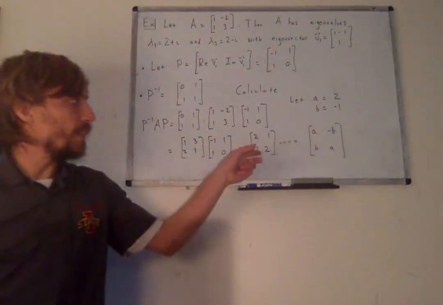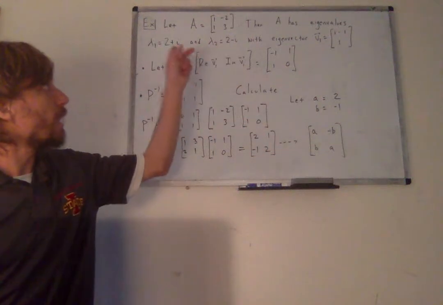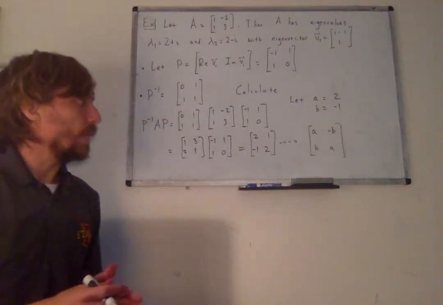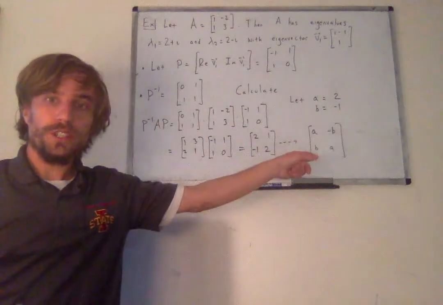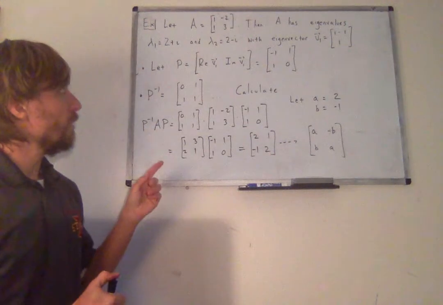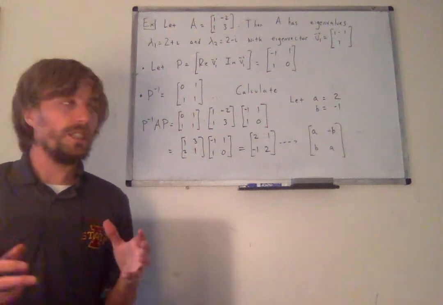And so as we can see, this matrix has the same eigenvalues as A, which it should, because we just showed it's similar to A. It is a matrix which is performing a rotation and a scaling. And so it turns out that every complex matrix in this way is a rotation and a scaling.